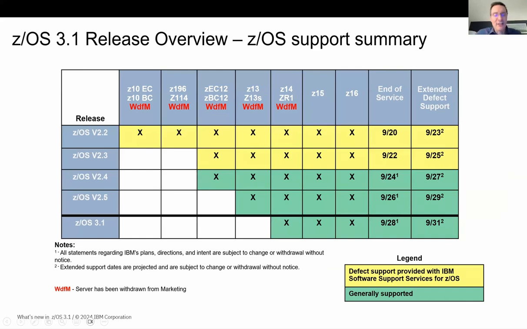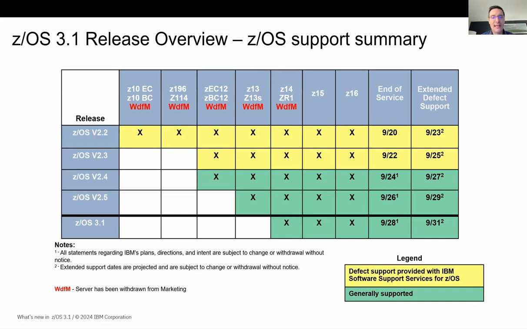So this is a chart that we have in every single What's New in z/OS presentation. It talks about the life cycles of various releases. Let's dig into this chart for a second. On the bottom, you see z/OS 3.1, and z/OS 3.1 was GA'd in September of 2023, and we expect it to be in service for 5 years. We usually have a 5-year window of operating system support for a given release. So we expect end of service to be around September 2028.